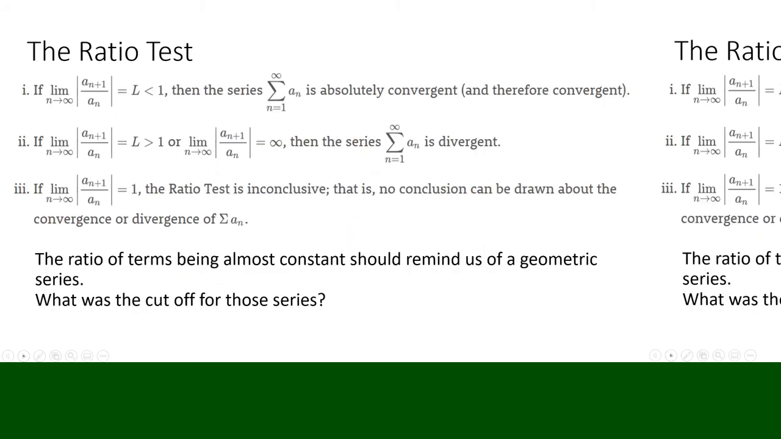Okay. So then the next one's a little bit of a doozy, but I don't actually think it's too bad once you get the hang of it. So the next one's called the ratio test. And so there's three options here.